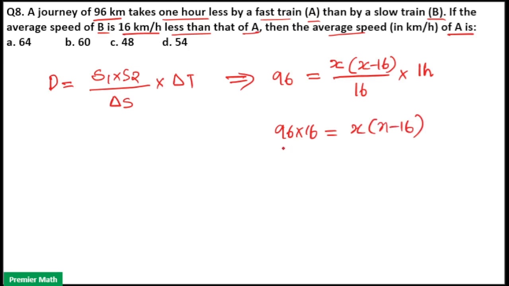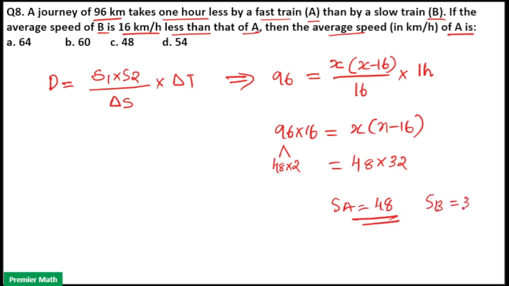Here you can see 96 can be written as 48 into 2. That means 48 into 2 into 16 is 32. So this can be written as 48 into 32. Here you can see 48 minus 16 is 32. That means SA is equal to 48 and SB is equal to 32. So option C is your answer.